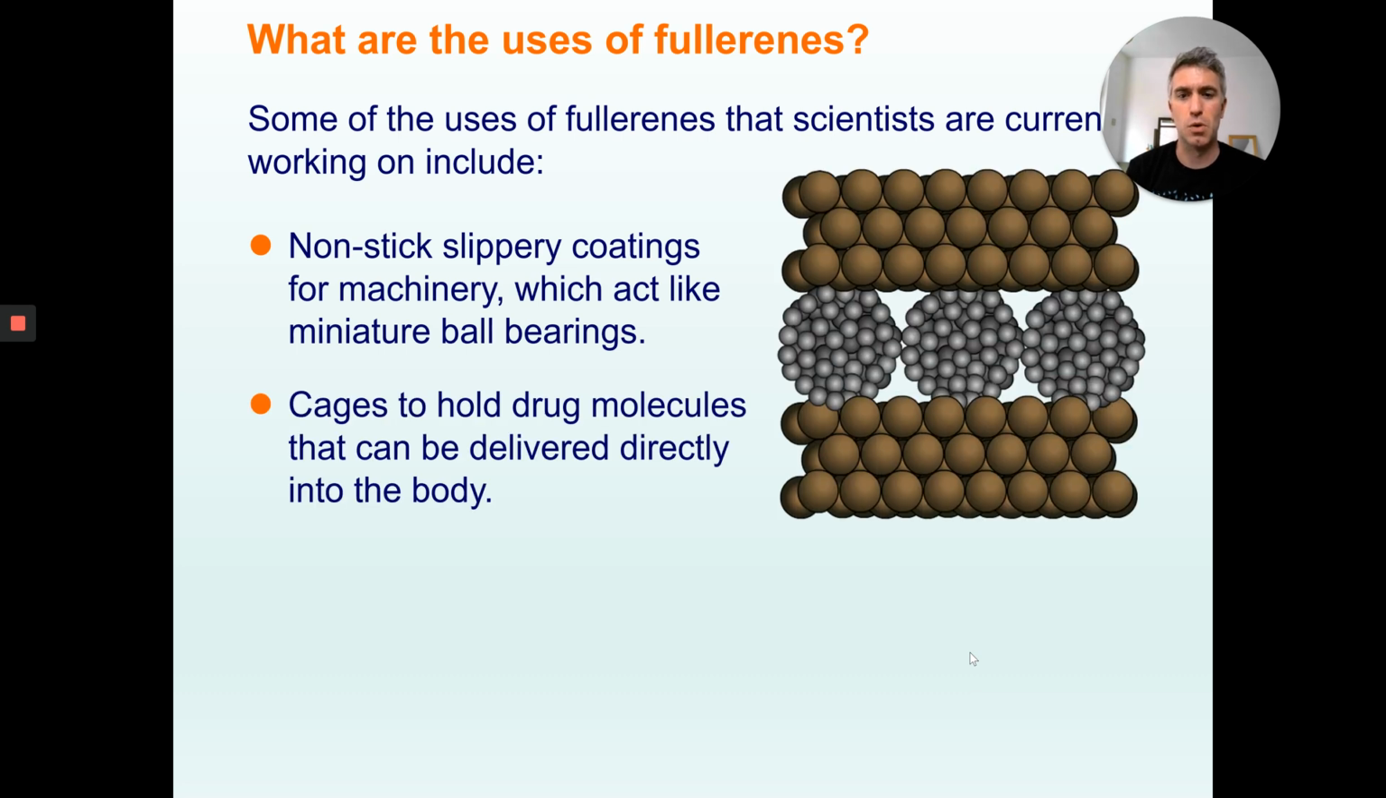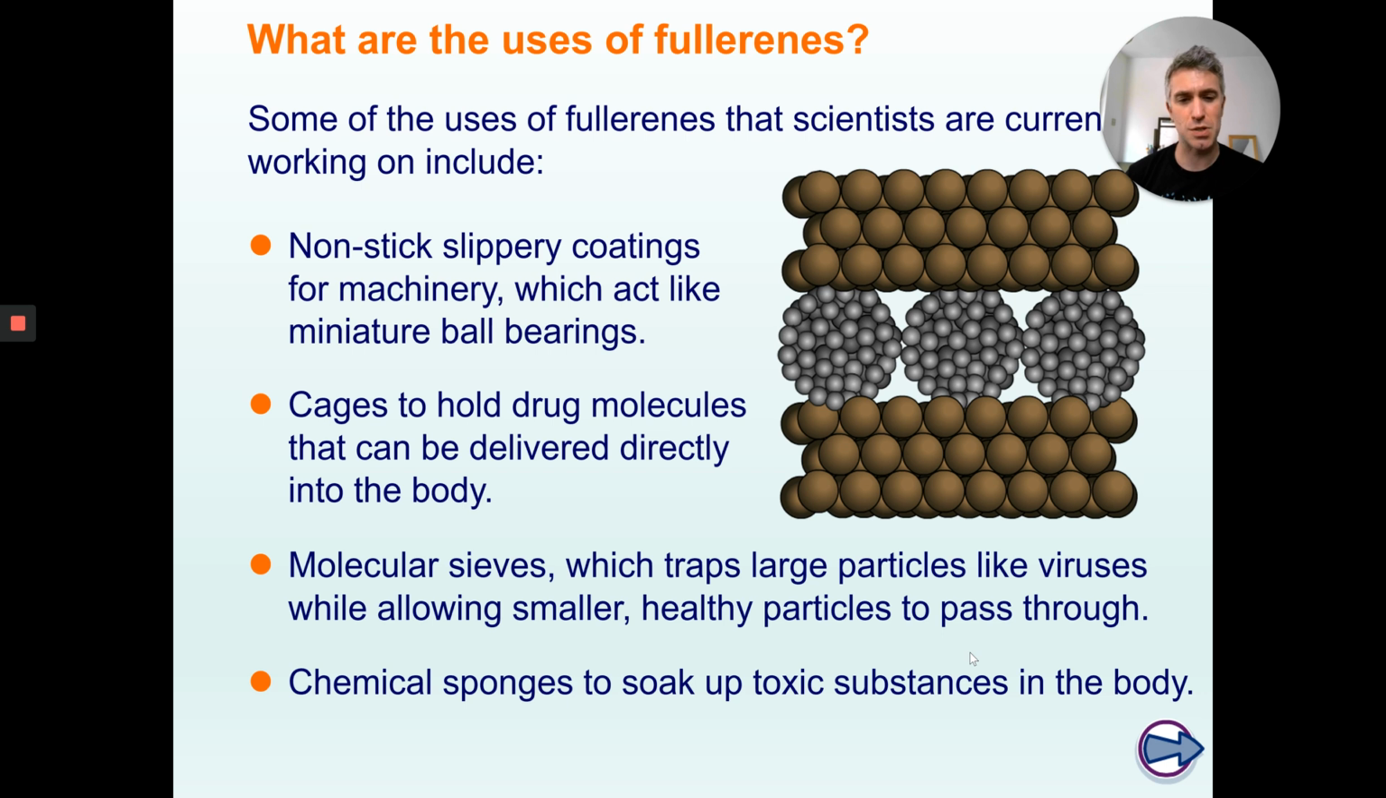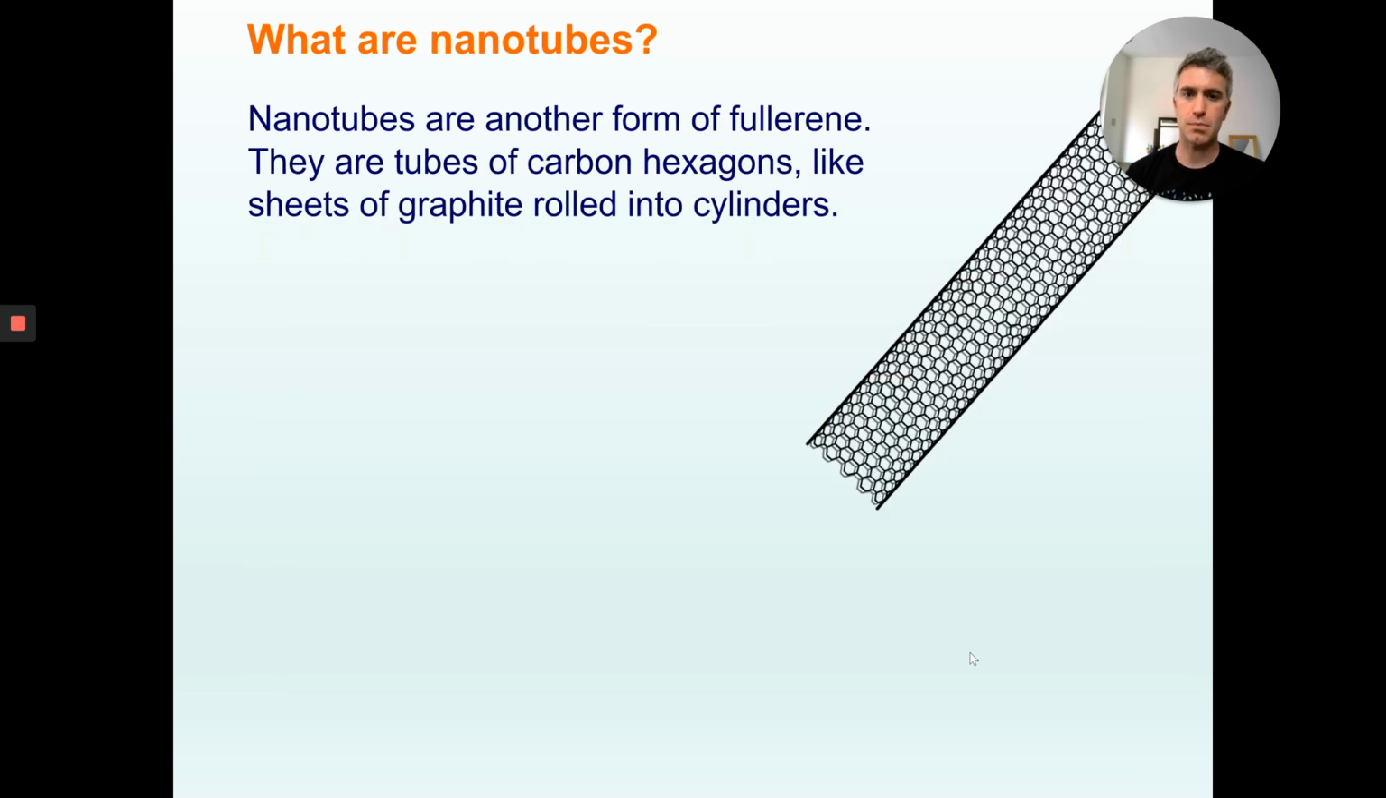What can they be used for? They can be used to make things incredibly smooth, so they don't have friction. They can be used for medicine because they can hold drugs that can be delivered straight into the body, and we can also use them as a kind of sieve to extract viruses from things, like a virus sieve, which is pretty cool, and would be handy at the moment. And they can be used to soak up toxic substances in the body. Why did you put toxic substances in your body? Who knows?